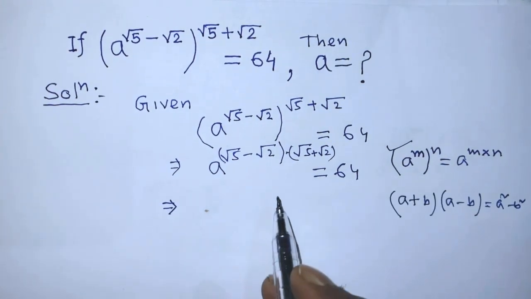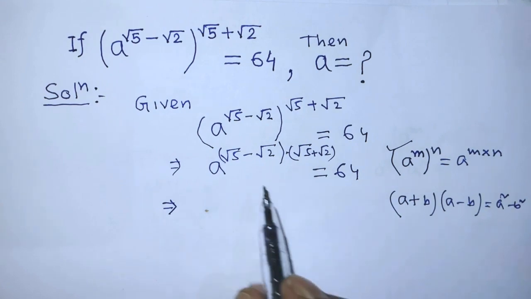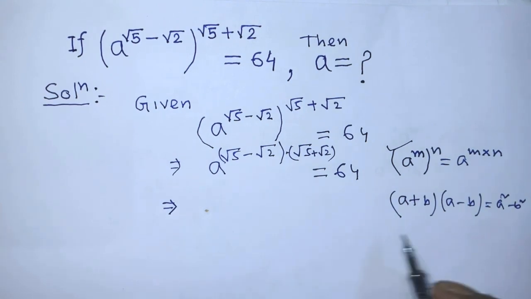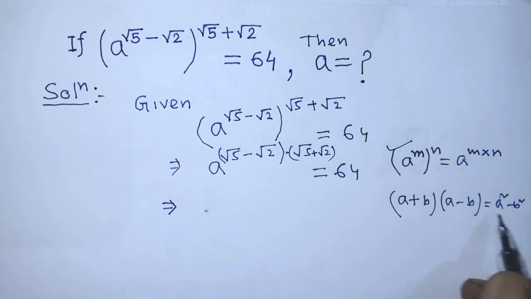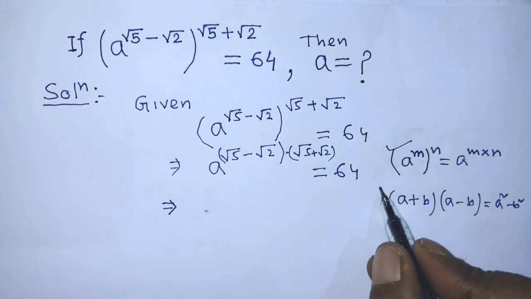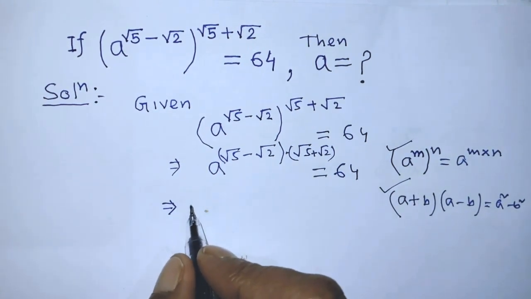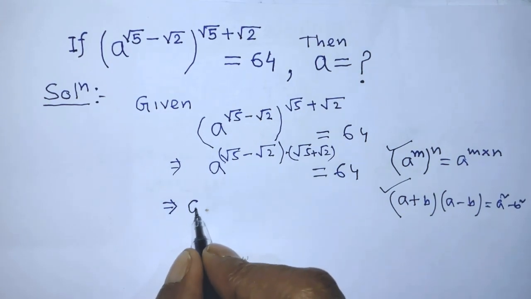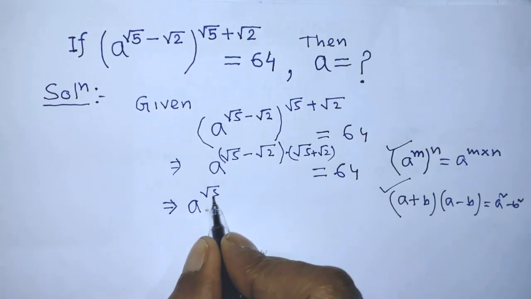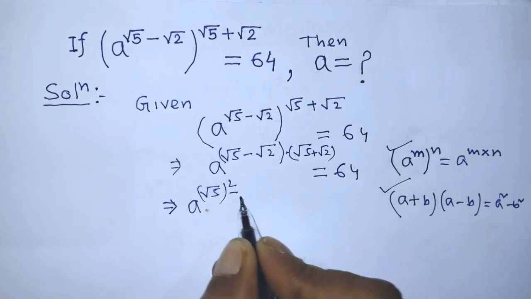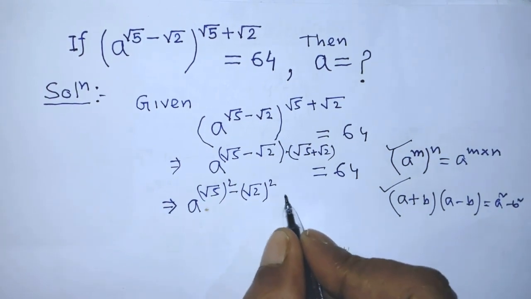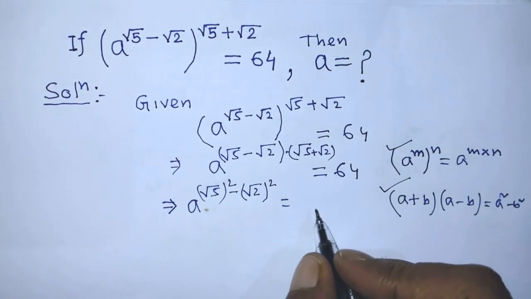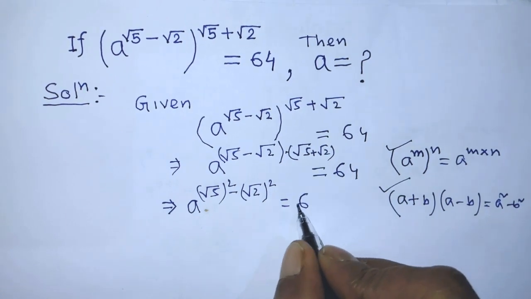So student, on the left hand side of this equation, to simplify the power of a, we have to apply the formula (a + b)(a − b) is equal to a² − b². So student, according to this formula we can write from the left hand side a to the power (√5)² − (√2)² is equal to, on the right hand side again you have to write 64.